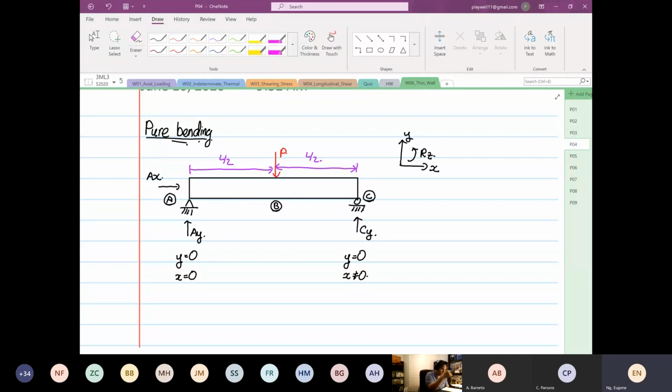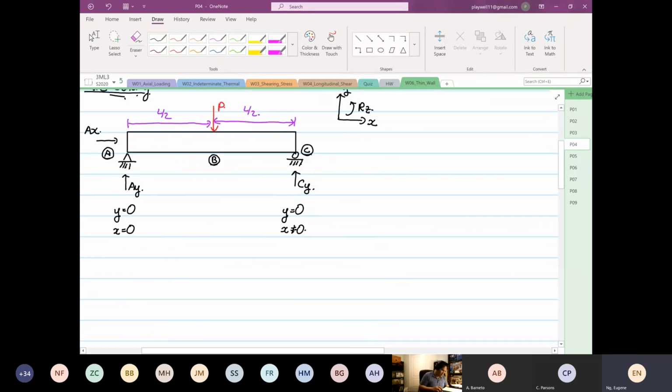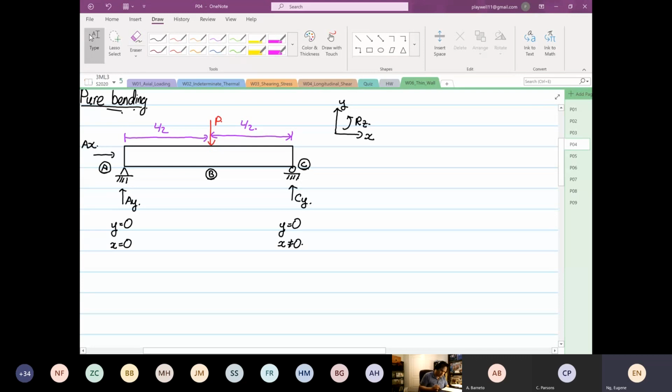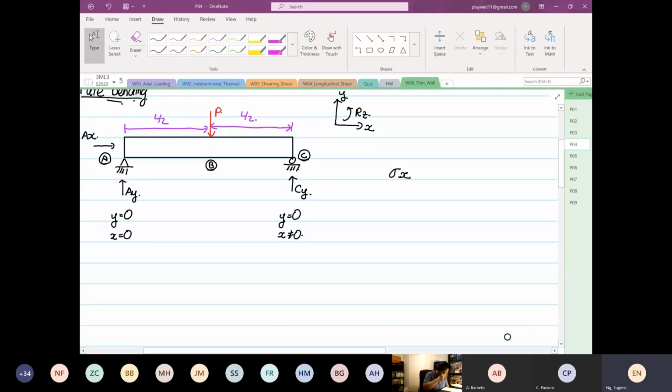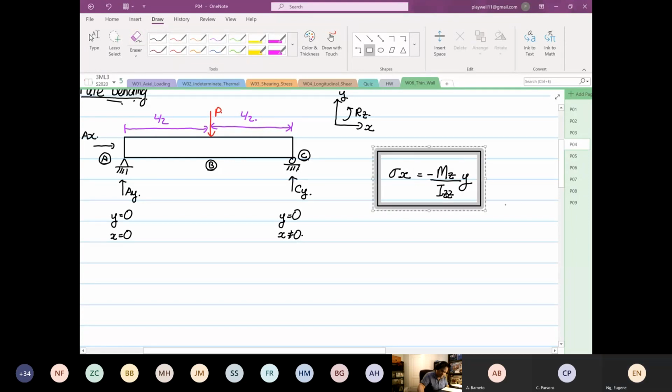So from here to calculate bending, bending stress, we are calculating stresses in the x direction. Normal stress in the x direction, the formula is equal to minus Mz over Izz multiplied by y. So this is the formula we use for pure bending, where stress in the x direction is equal to Mz over Izz multiplied by y.